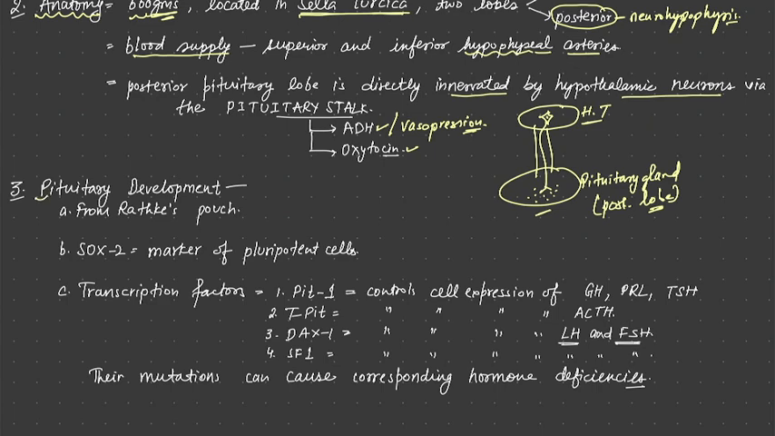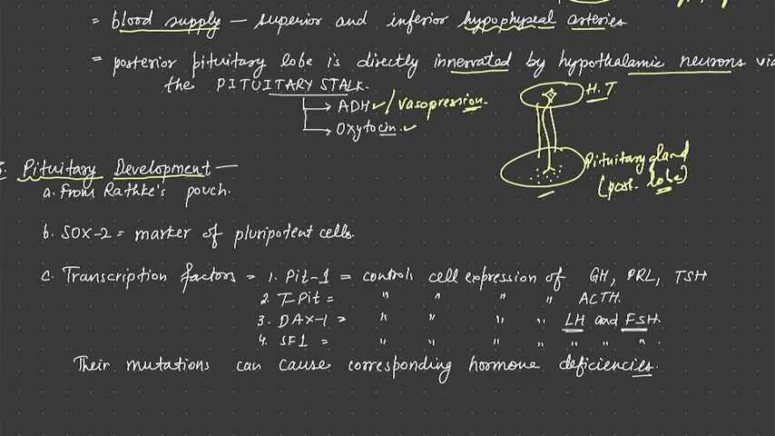Development of the pituitary gland. See, development is very complex, but we need to know the minimum basics. Development is from Rathke's pouch. There are a few markers and transcription factors which are necessary to be understood, so that we can understand how different lineages of cells are developed. One of the markers is SOX2. It is a marker of pluripotent cells. Pluripotent cells means those cells which can develop into any form of other cells.